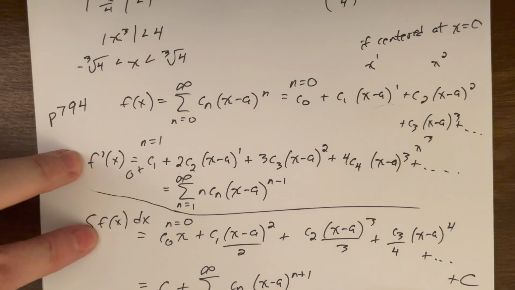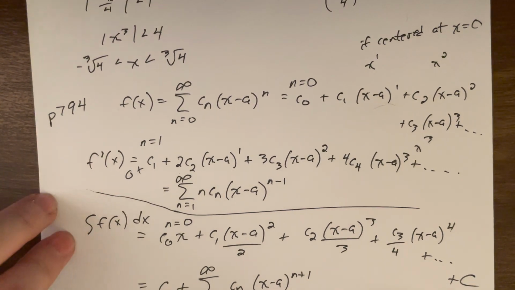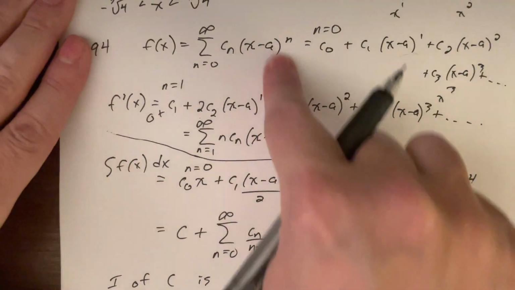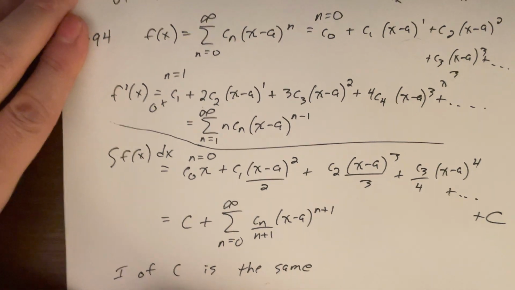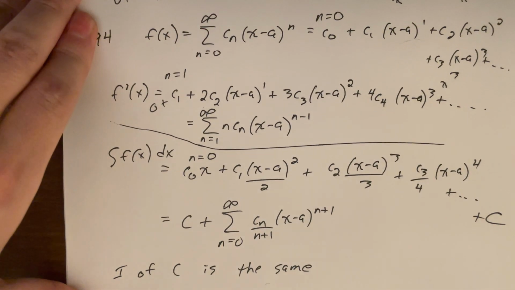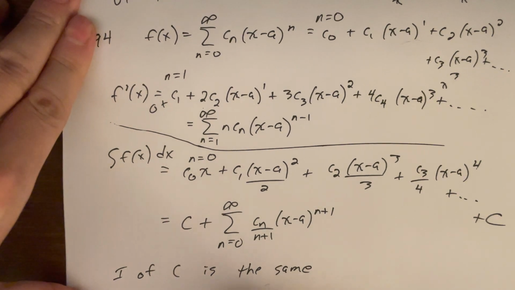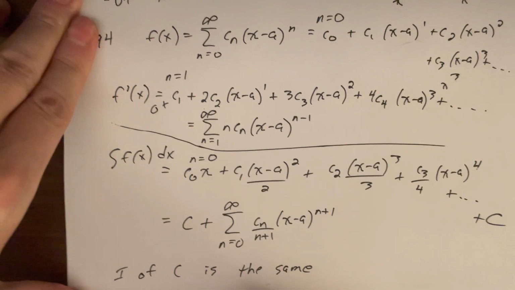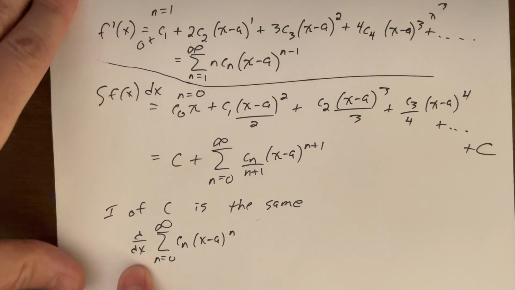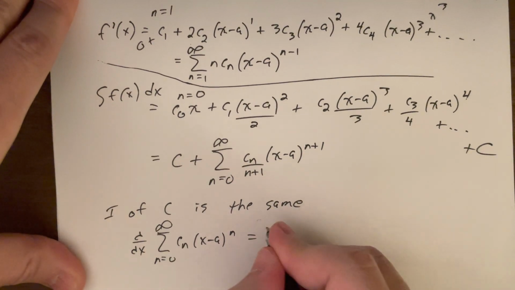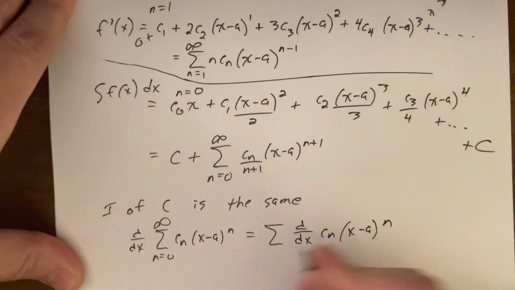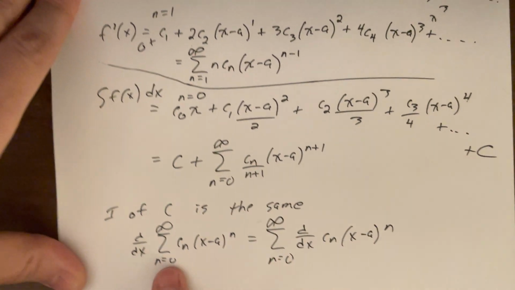Now let's take advantage of this. The book does give us a little more nice notation. I want to point that out quickly. So what this is telling me is that the derivative of a power series, looking at it this way, that derivative notation out in front of a power series is equivalent to moving that notation inside the power series.